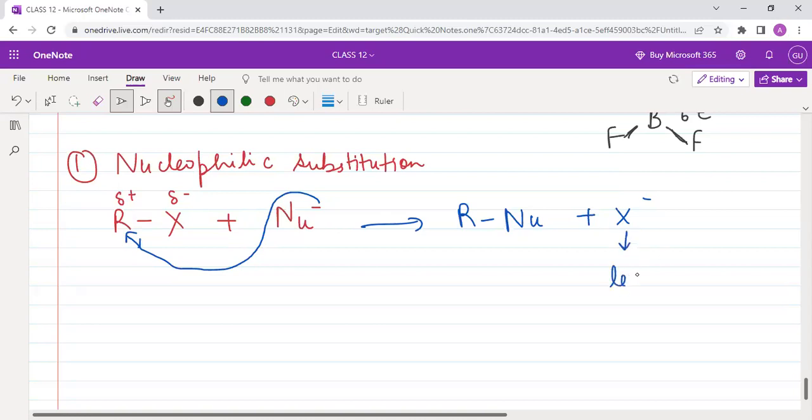The halogen atom is leaving the molecule, that's why it is called the leaving group. And X minus is called a halide. X2 is called a halogen, and X minus is called a halide ion, like fluoride, chloride, bromide, iodide. Is it clear? Yes, ma'am.